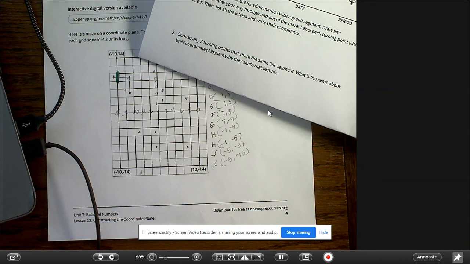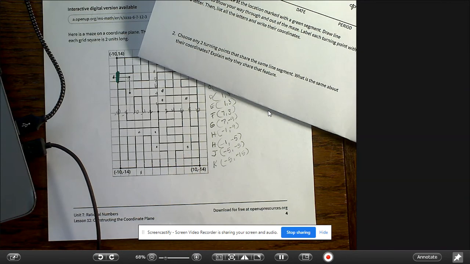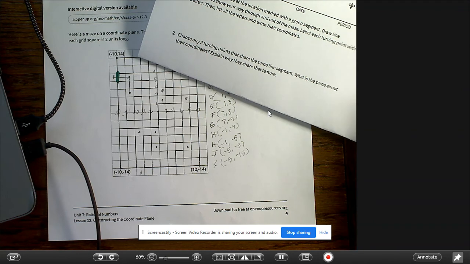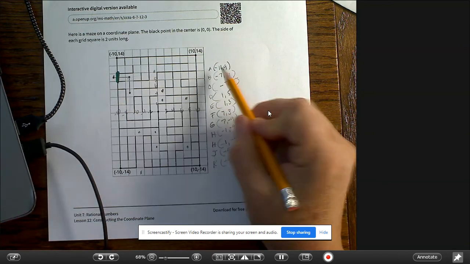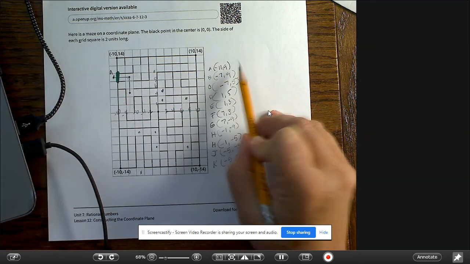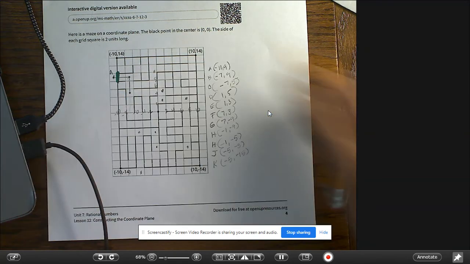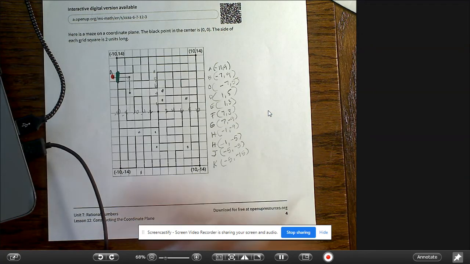Draw line segments to show your way through and out of the maze. Label each turning point with a letter, then list all the letters and write their coordinates. So I've kind of already done that with my points, but I'm going to go back and show you how I did it. Choose any 2 points that share the same line segment. What is the same about their coordinates? Explain why they share that feature. Okay, so I'm going to start here, which would be a negative 11 and a positive 9. So I've got them listed here. So I'm going to go here. That's A.